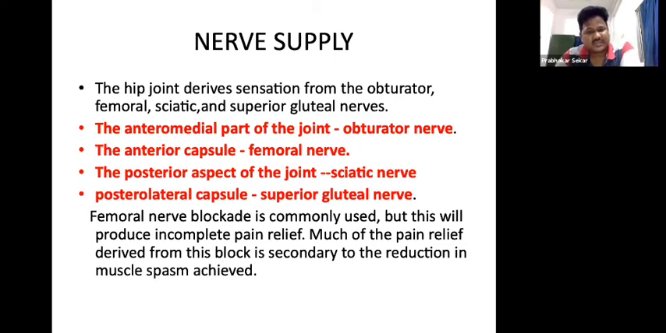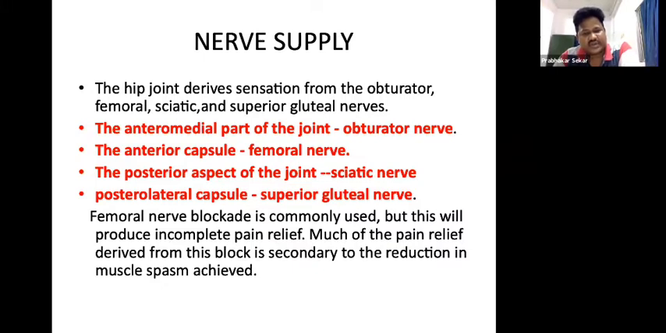When it comes to the nerve supply, here the sensory supply: mainly the anteromedial portion of the joint is supplied by the obturator nerve, the anterior capsule is supplied by the femoral nerve, the posterior aspect of the joint by the sciatic nerve, and the posterolateral capsule is supplied by the superior gluteal nerve.